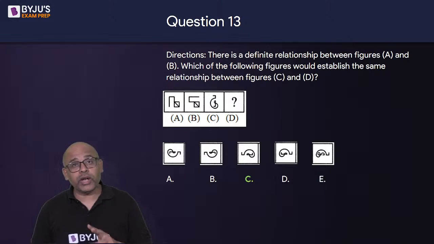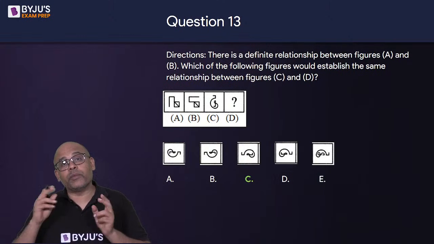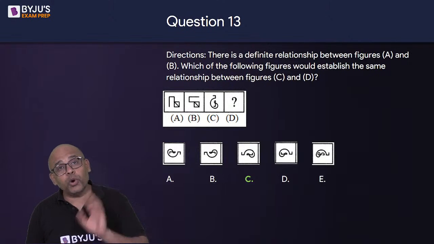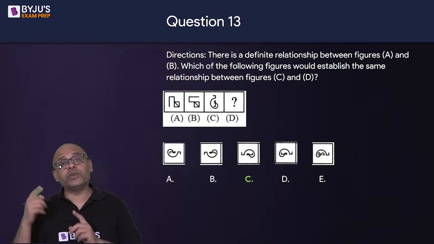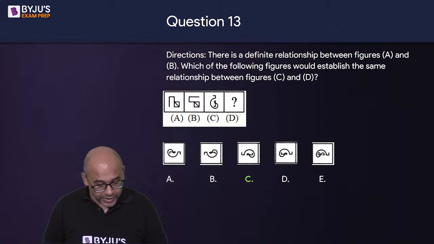So what you need to identify here is there are two things which are happening when you go from A to B. One is a rotation, the second is a mirror image. Both are happening, which means from C to D also you need to have both the things happening. Okay.